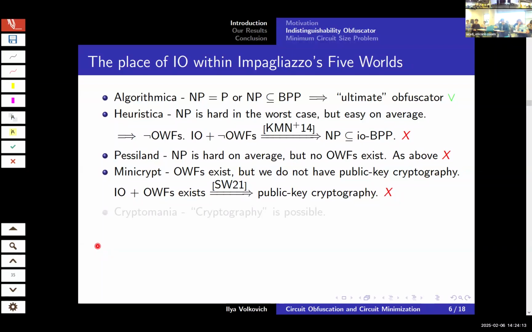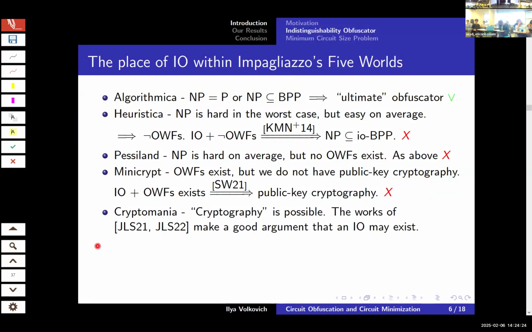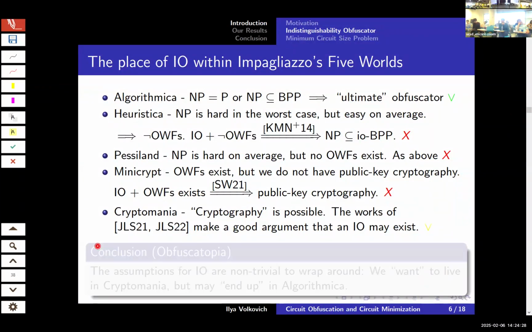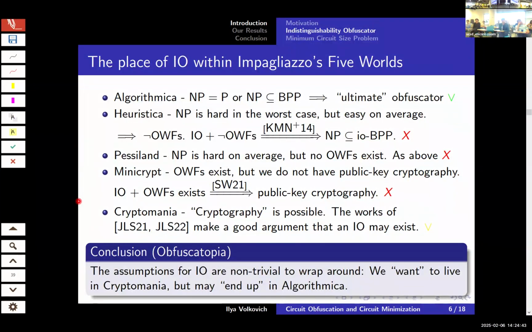So what's left, and this is probably what every cryptographer is going to tell you, is that we live in Cryptomania. Basically, all the cryptography as we know it is possible. And indeed, the works of GLS, that recent breakthrough, make a good argument that I/O lives there. So these have been the traditional five worlds, from the seminal work of Russell, and now recently there is a new trend to add this artificial world number six called Obfuscatopia.